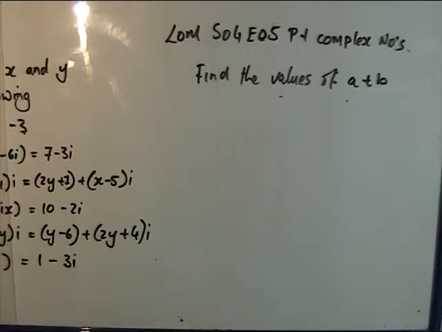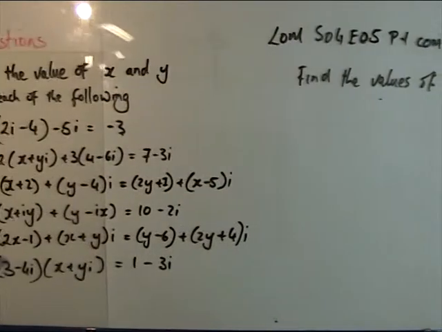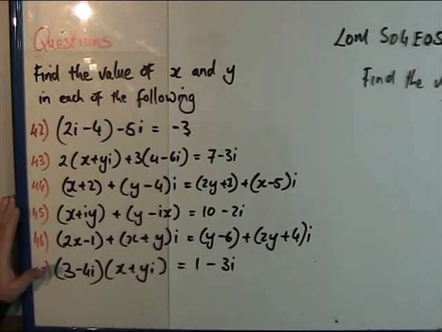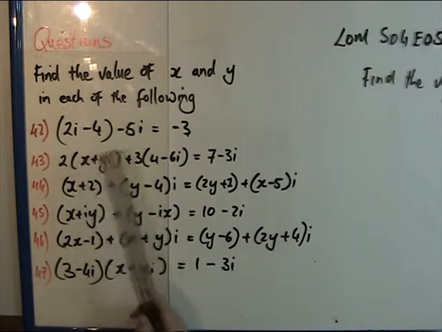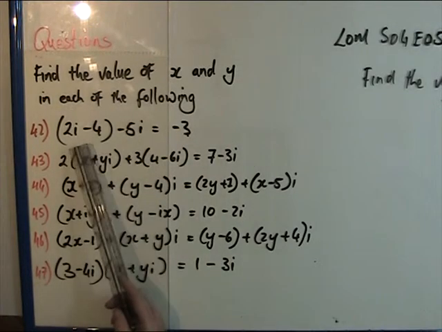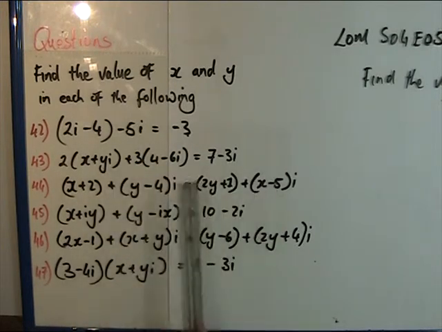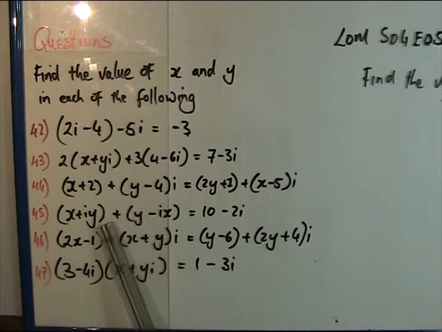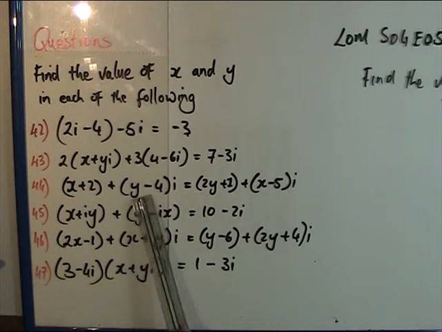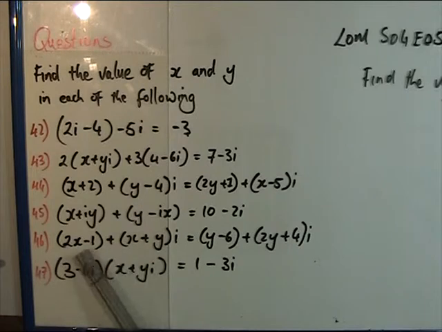Now I'll just swing this along for the questions. Question says today is find the value of x and y in each of the following. So it's the same principle as I've shown before. This is a much simpler one. Take out the brackets. Getting longer, getting more confusing. Lots of minuses in here. Watch your minuses. This is quite a long one.